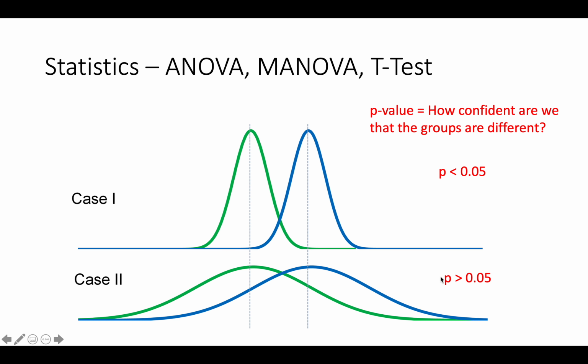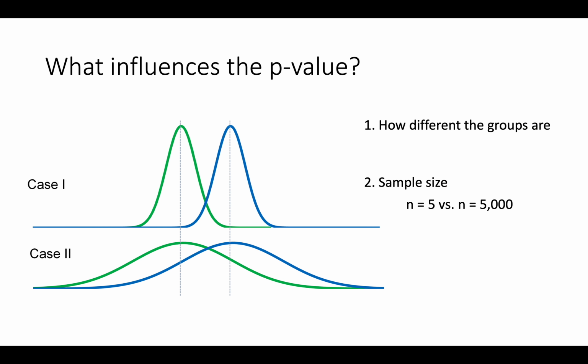Whereas if you have a really high p-value, that means we're not confident at all. So for example, in case 2, there's so much overlap here that even though the groups are a little bit different, that could be due to chance, that could be due to error. So it has a high p-value to reflect the fact that we're not very confident that these two groups are actually different. So the things that affect the p-value are how different the groups are, which is what we just talked about. Are the curves really, really different, or is there a lot of overlap?